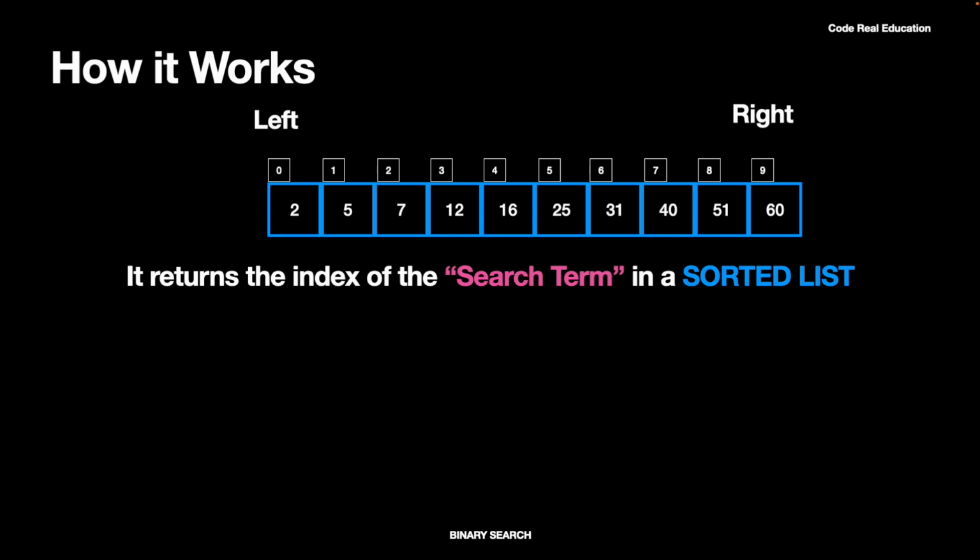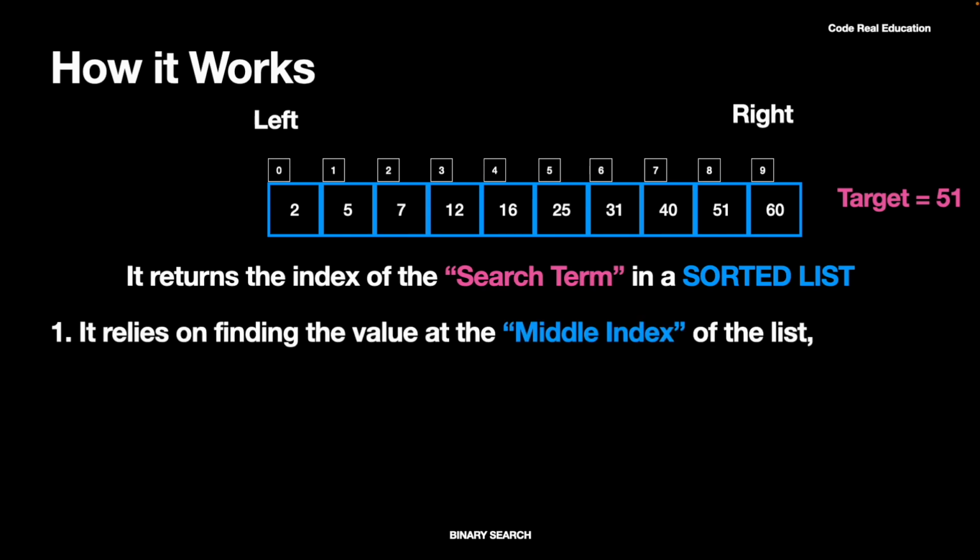Now, what binary search does is it returns the index of the search term in a sorted list. Your search term is nothing but the target value that you want to search for in this list. And what's essential for binary search to work is that you have a sorted list in ascending or descending order. For this example, the list that we've taken is a sorted list in ascending order.